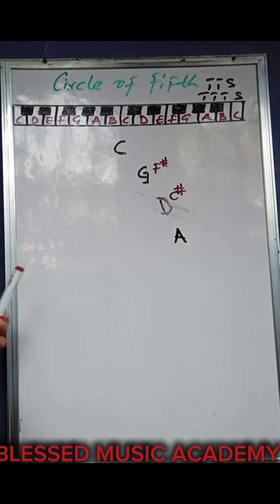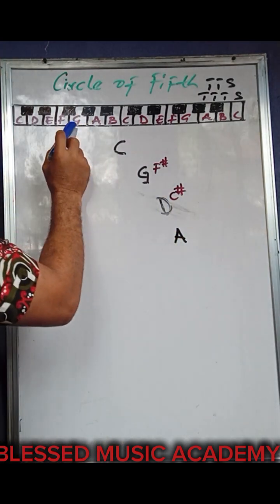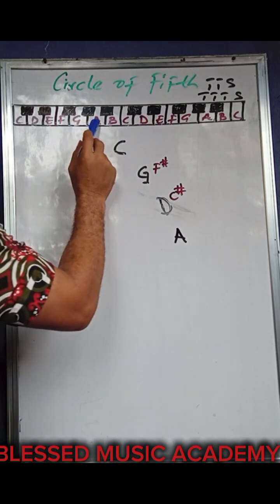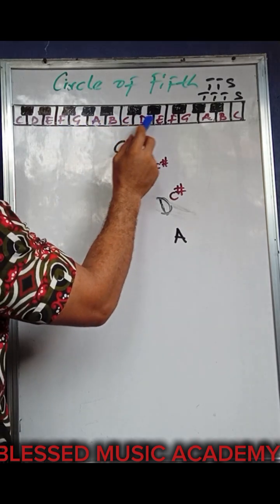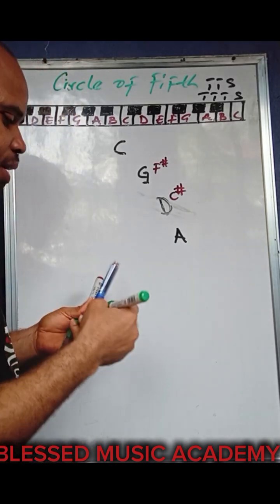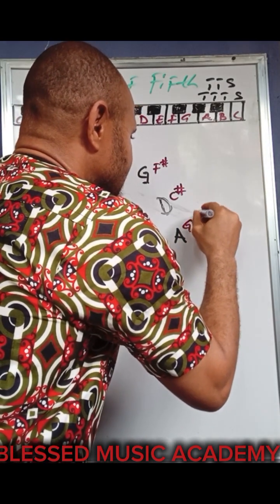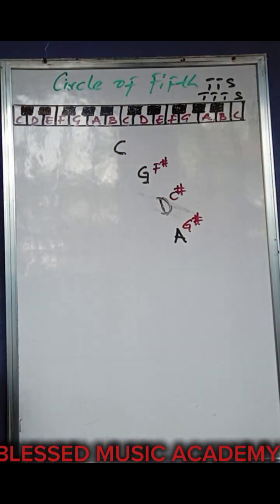The next one is A. So what is sharpened in A? It is your G. So when you count 1, 2, 3, 4, 5, 6, 7, it is your G that is sharpened. So just follow that pattern. Like I said, I'm going to simplify it so that you will understand it very well.